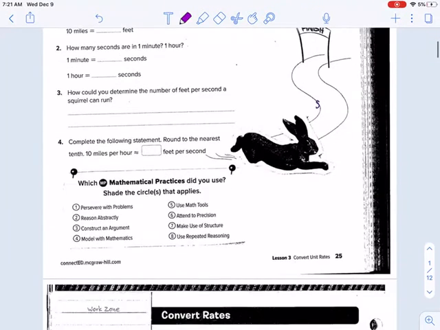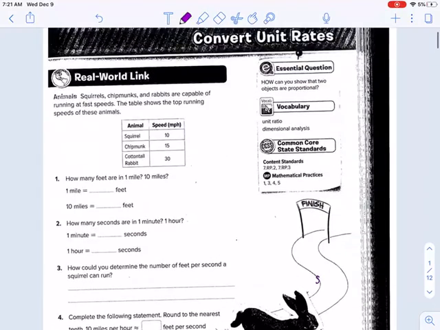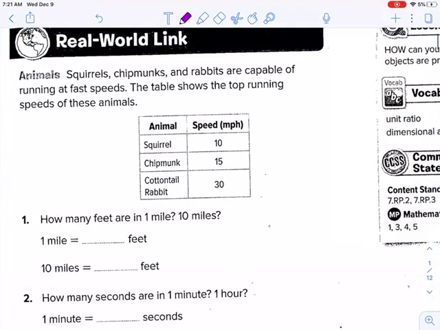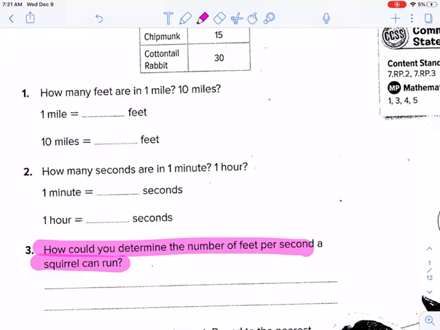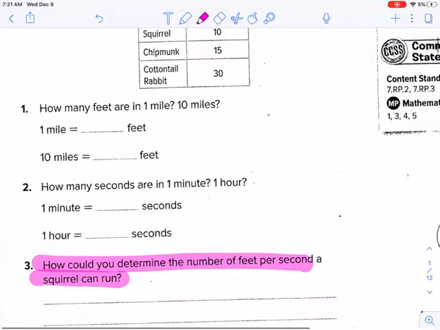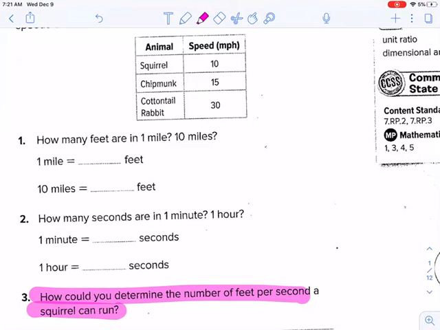Okay, so this is on page 25 in your book. And the first example we have here are squirrels, chipmunks, rabbits, and their miles per hour that they can run. And we're going to talk just about the squirrels for a minute. It says, how could you determine the number of feet per second a squirrel can run? So if you look at the chart, a squirrel can run 10 miles per hour.